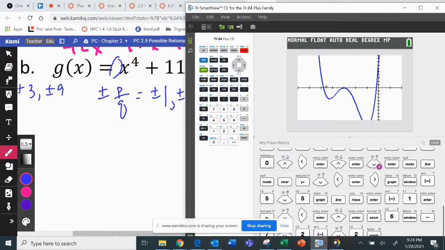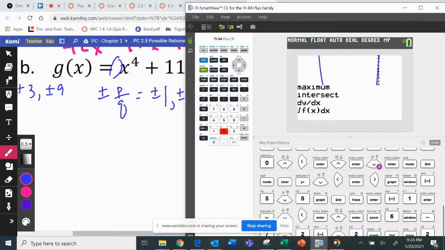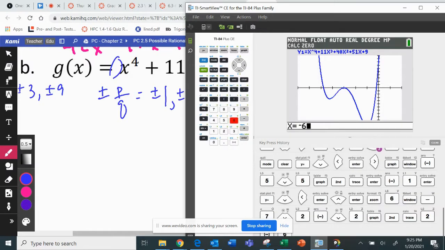I'm going to start with this first left zero, and I'm going to see if I can find it. We're going to go second, trace, and I'm going to pick zero, number 2. And it's going to ask me for a left bound. So something to the left. So this is like -1, -2, -3, -4, -5. So maybe I'll pick -6. And I just type that in. -6, enter.